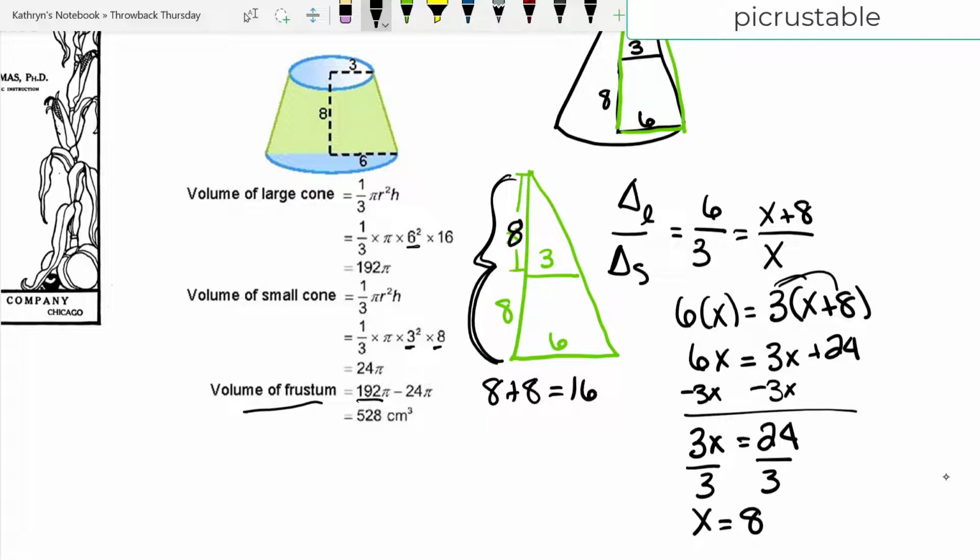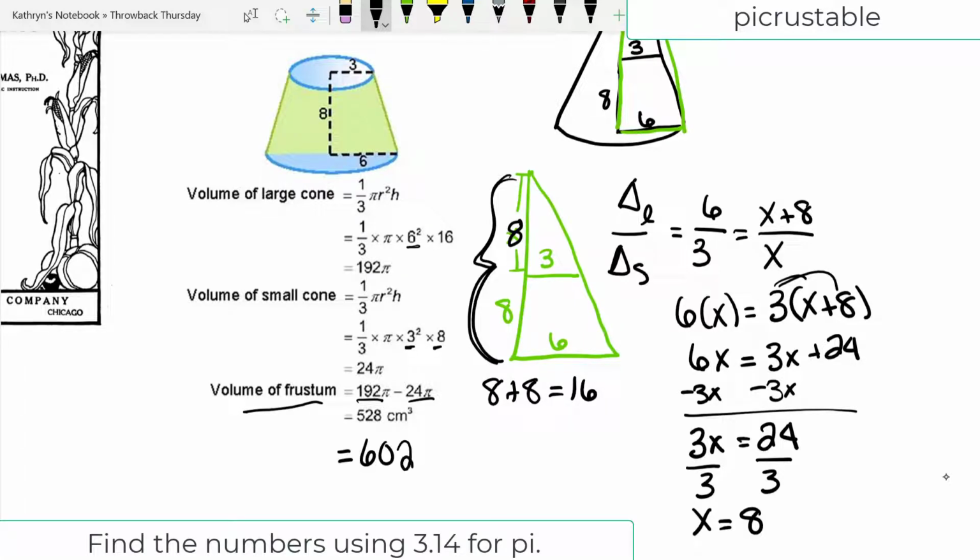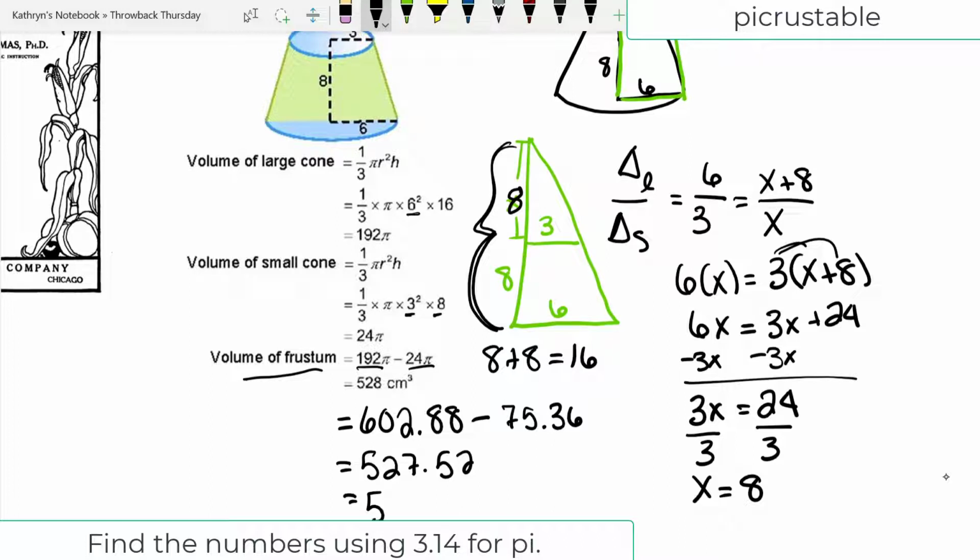Finally, they take 192 pi minus 24 pi. They used the calculator and the long pi number. 602.88 minus 75.36, and that turns out to be 527.52. And if we round it, we're going to get what they have, 528 centimeters cubed. Now, this is what we're going to do for our 1916 question.